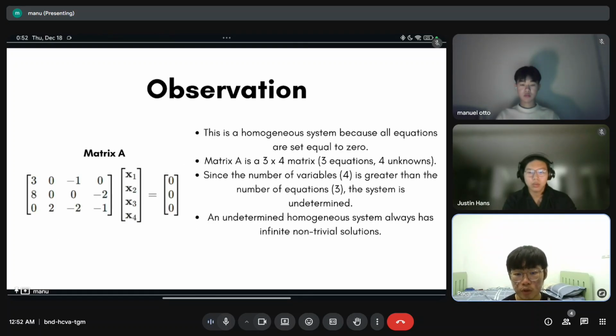Now, look at the system we've created. This is a homogeneous system because all equations are set to 0. Mathematically, we represent this as matrix A. Notice that we have a 3x4 matrix: 3 equations, but 4 unknown variables. Since the number of variables is greater than the number of equations, the system is underdetermined. In linear algebra, this tells us that there are infinitely many non-trivial solutions. In chemistry, we just need to find the specific set of the smallest whole numbers that satisfy the system.